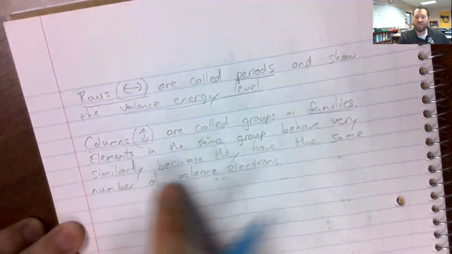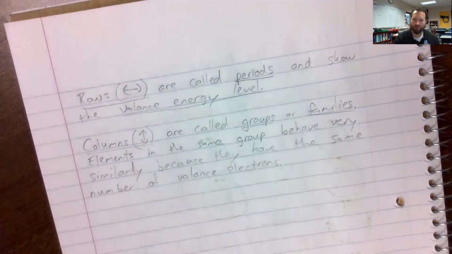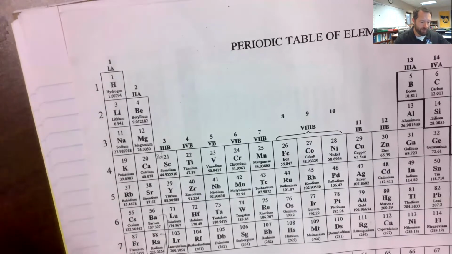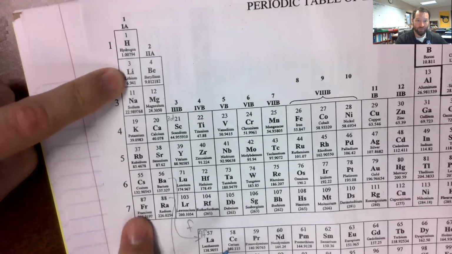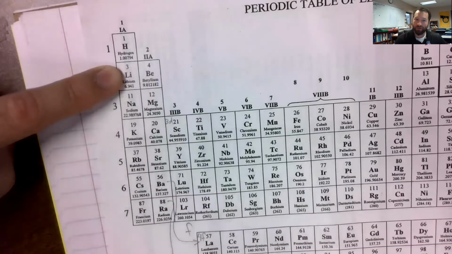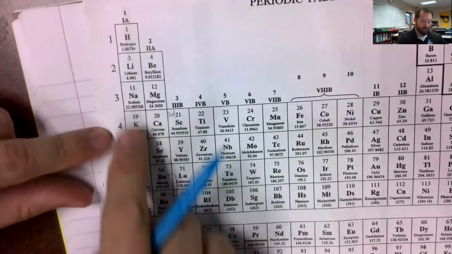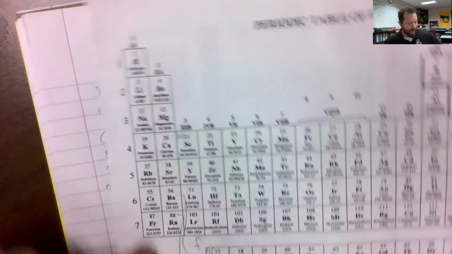So elements in the same group or family behave very similarly because they have the same number of valence electrons. So columns or families, lithium and francium, way down here at the bottom, even though they're really far apart, like 3 versus 87, they behave very, very similarly. The reason why, they all have one valence electron, the S1. So they behave almost identically to one another.